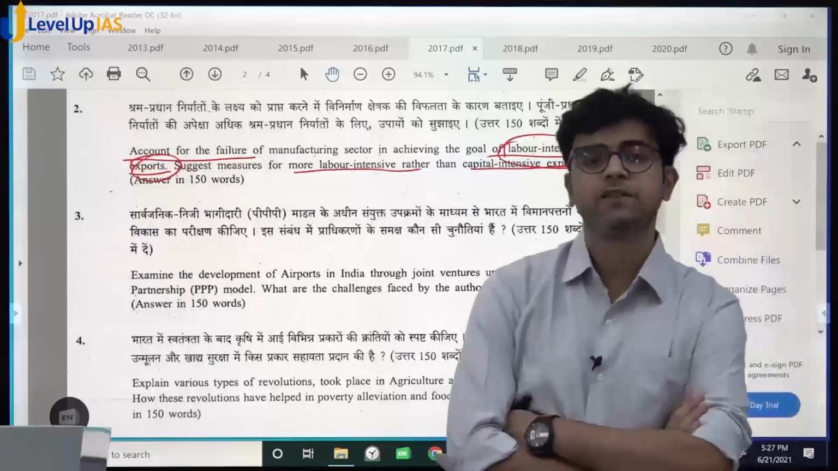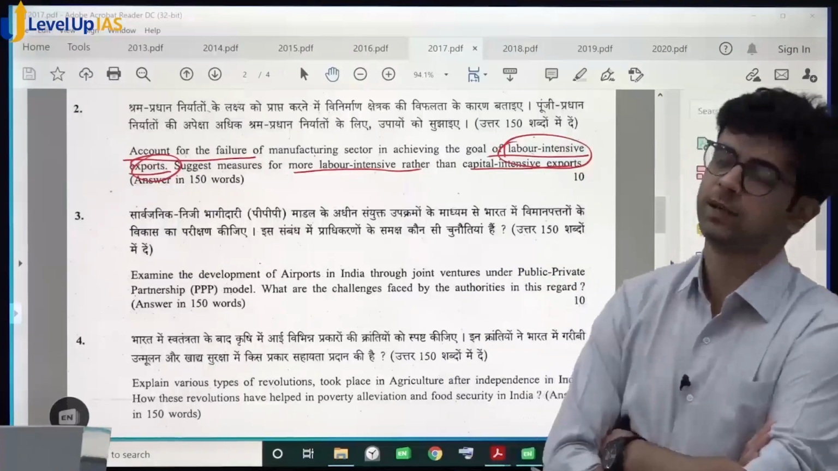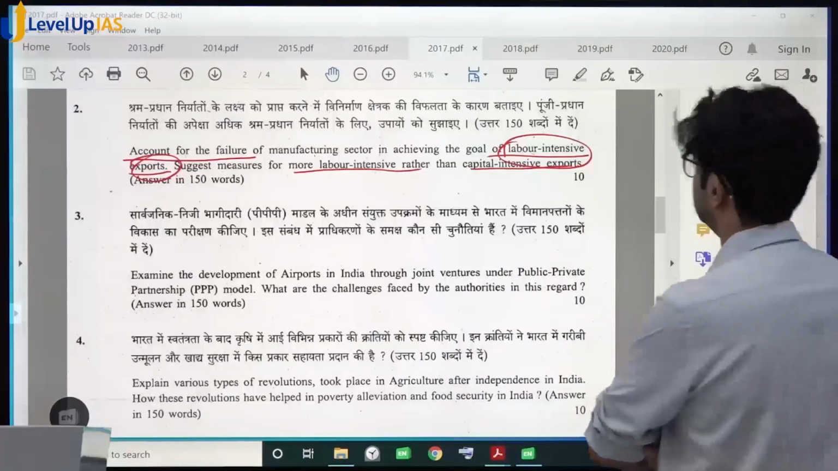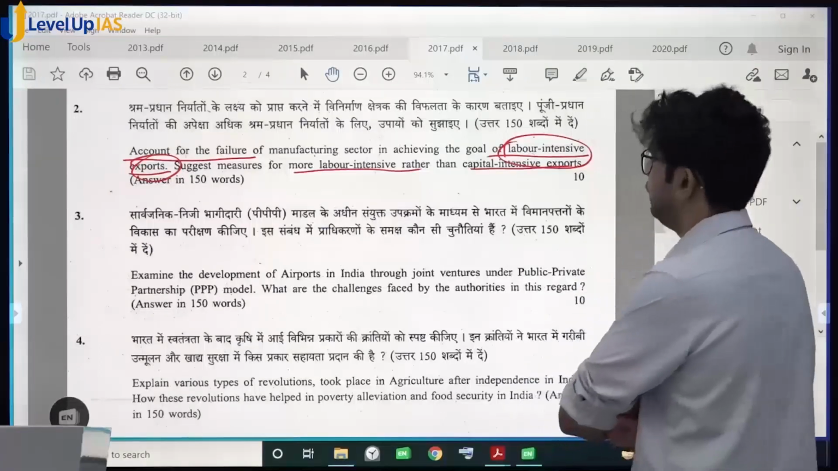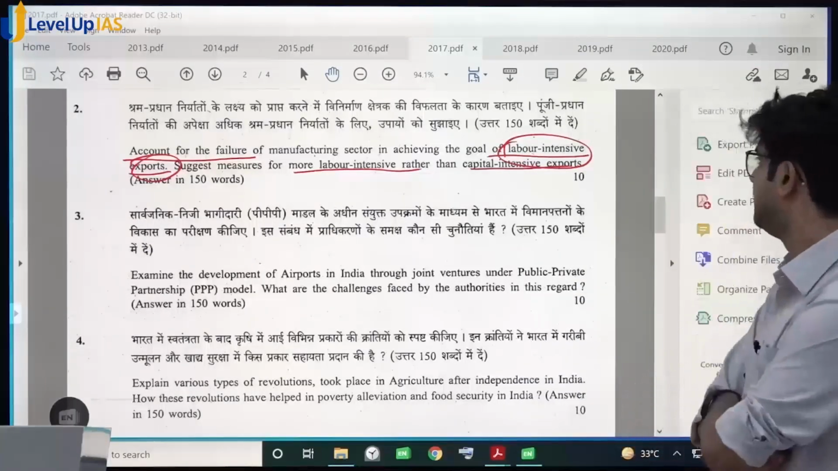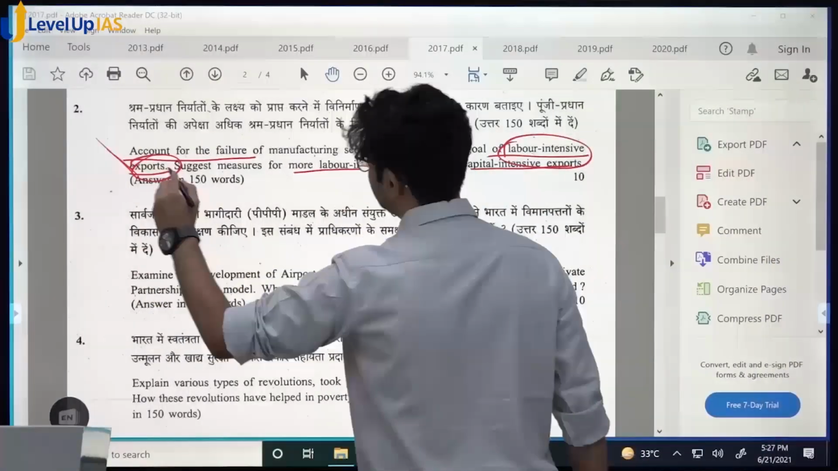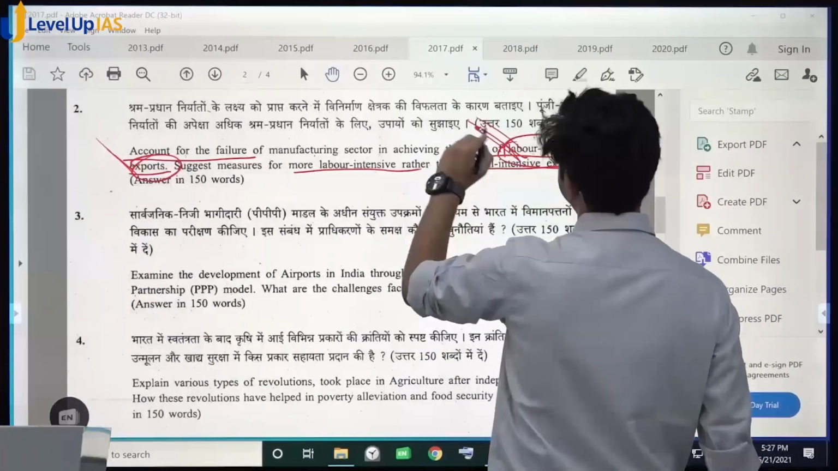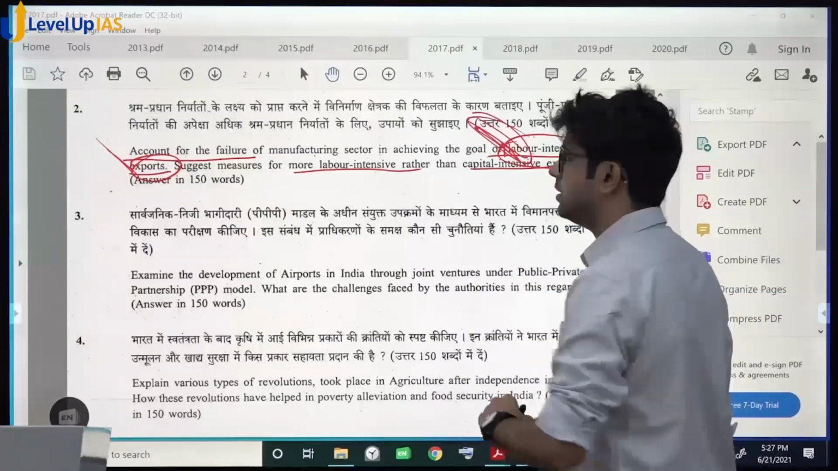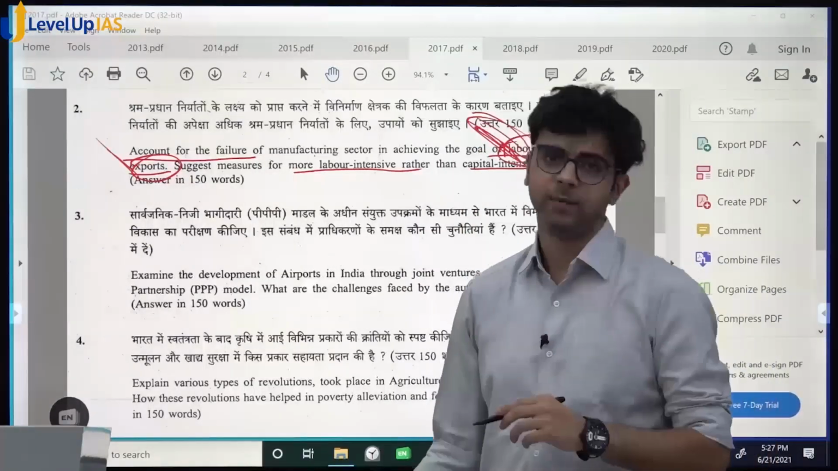Which syllabus point and which syllabus sub point do you think this comes from? Account for the failure of manufacturing sector in achieving the goal of labor intensive exports. So this is the keyword. Labor intensive is the keyword here. Labor intensive relates to employment.